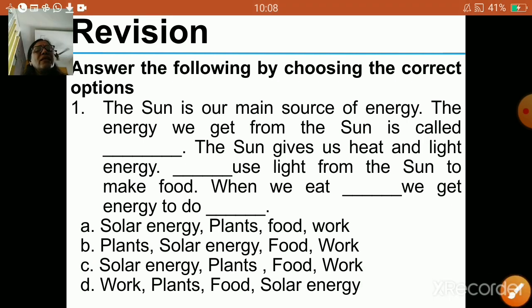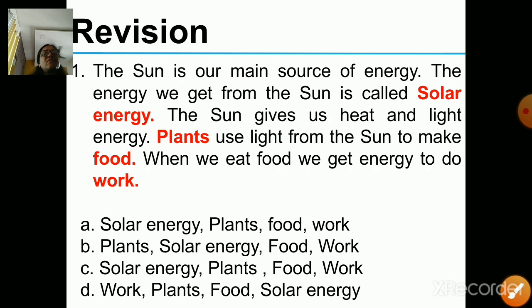Okay, let us see here. See, when we fit the answers, it is looking like this. The sun is our main source of energy. The energy we get from the sun is called solar energy. The sun gives us heat and light energy. Plants use light from the sun to make food. When we eat food, we get energy to do work. Okay, so C is the correct option.